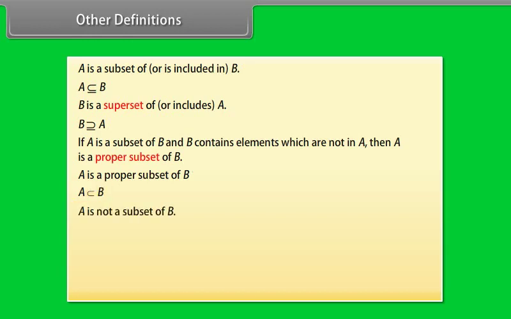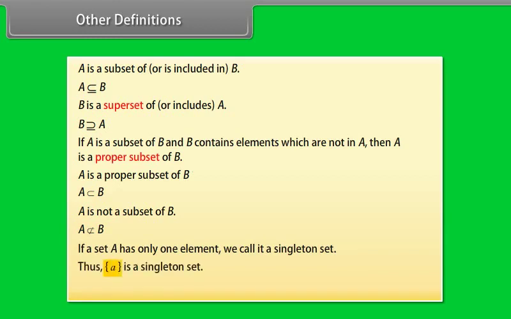If A is not a subset of B, we write it this way to designate that relationship. If a set A has only one element, we call it a Singleton set. Thus, A is a Singleton set. Look at these symbols now. The first one means implies that, and the other one means if and only if.